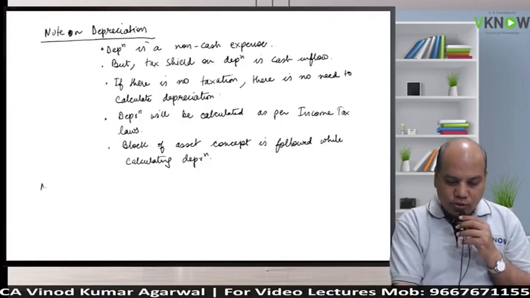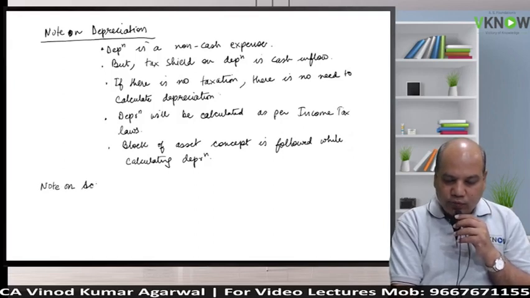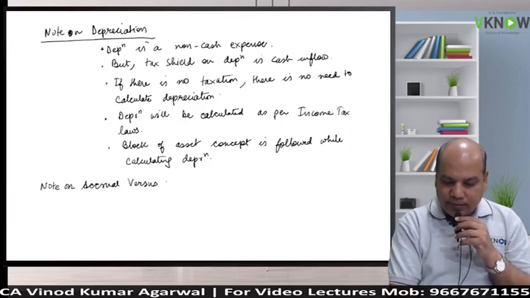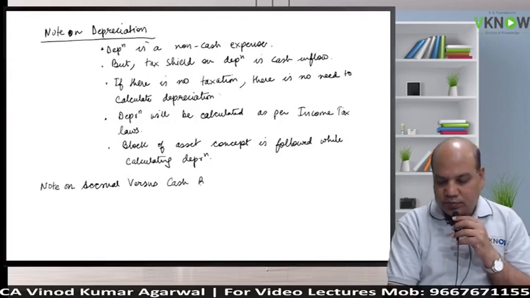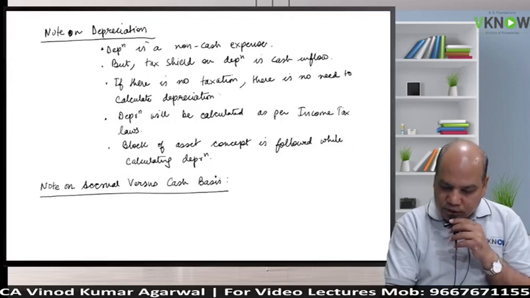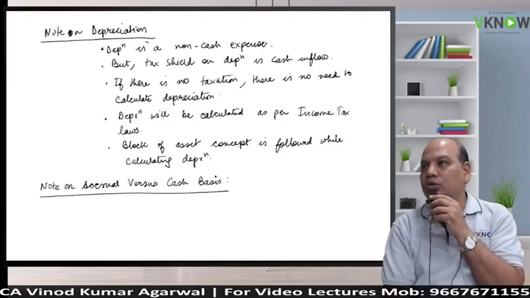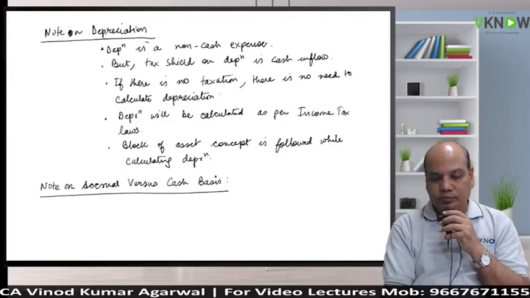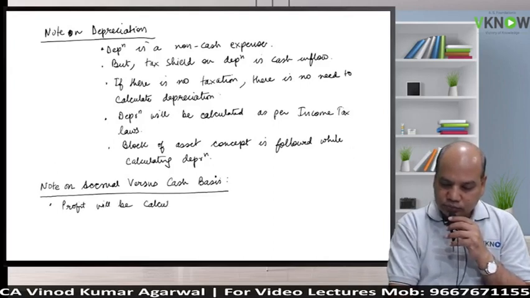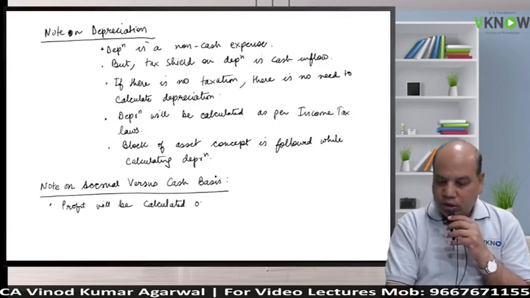Next note, write down: note on accrual versus cash basis. So under that, 2 points. Profit will be calculated on accrual basis.